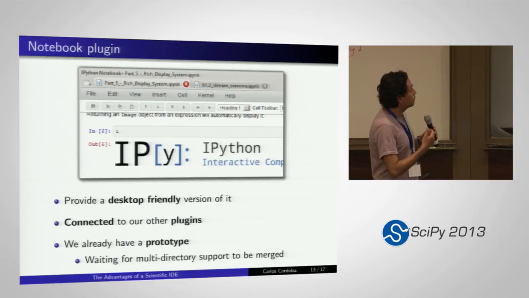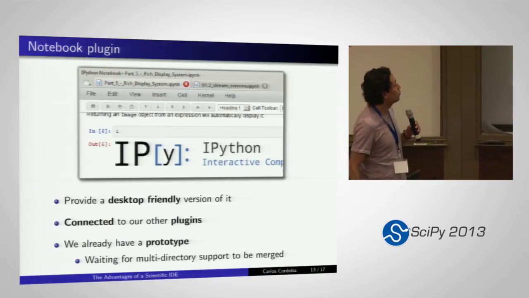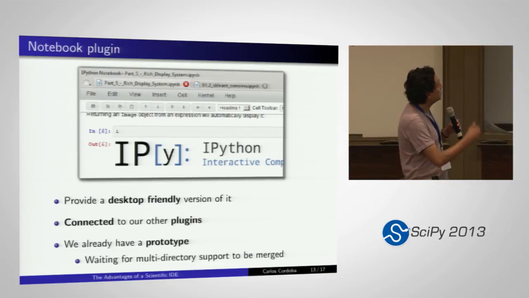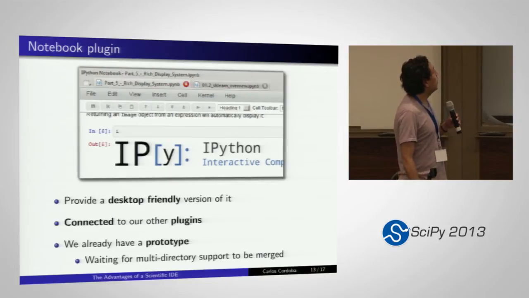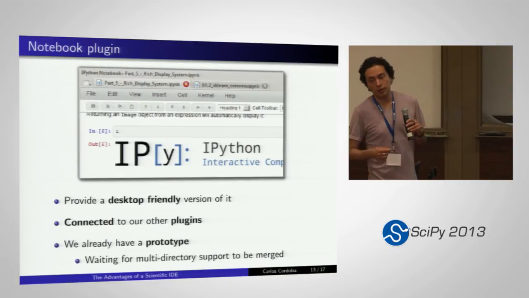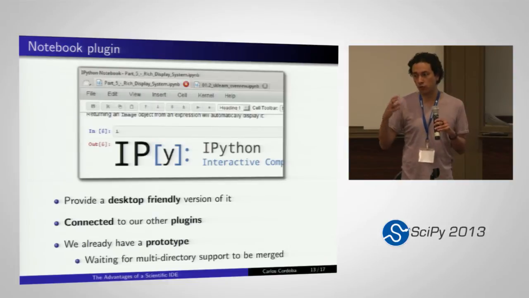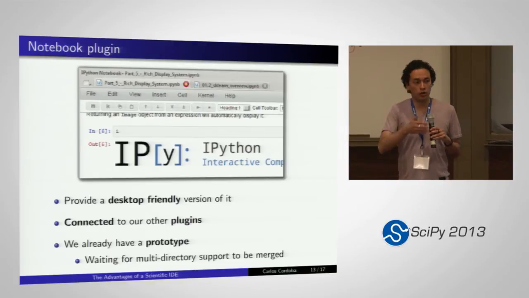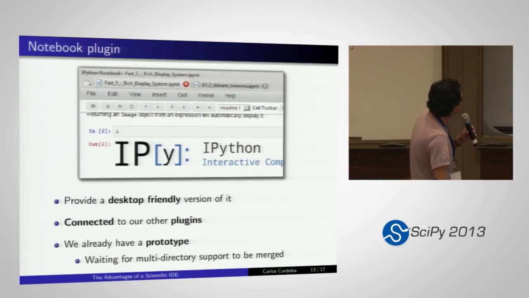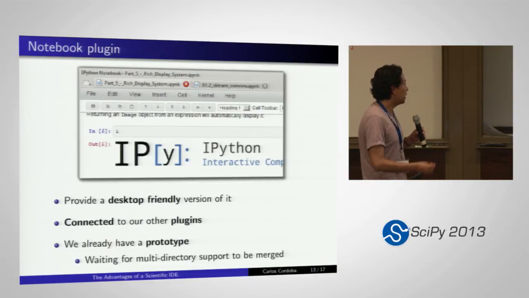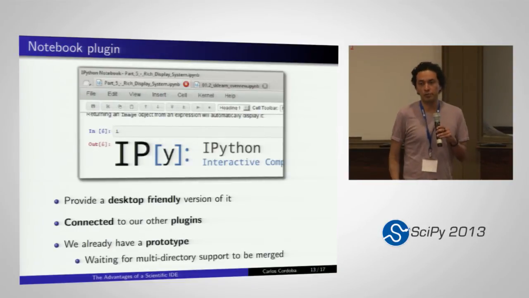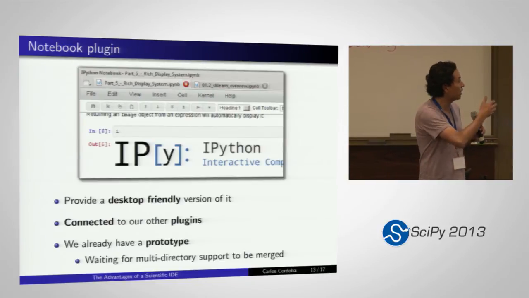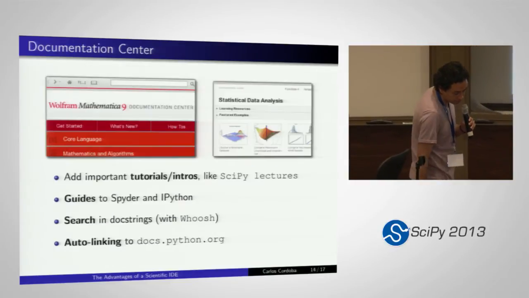So what can we do to improve this situation? Well, we can provide a more desktop-friendly version of the notebook. As can be seen in the picture, and I'm going to demo later, I developed a new plugin for Spyder that embeds the notebook in Spyder, and it's connected to our other plugins that we described. We're just waiting for multi-directory support to be merged to IPython master, and once that's merged, I will merge my work into Spyder master.